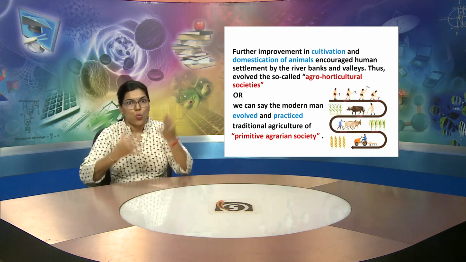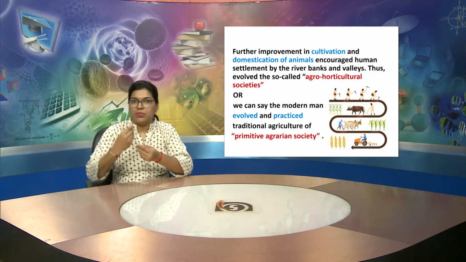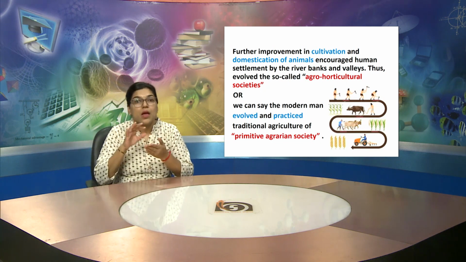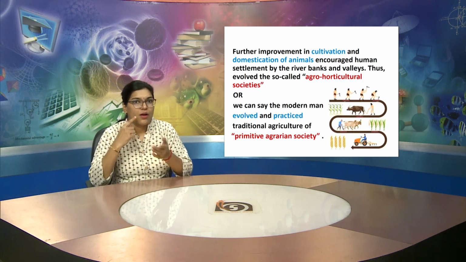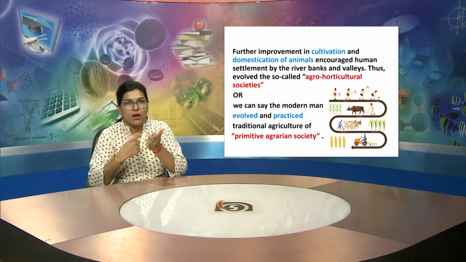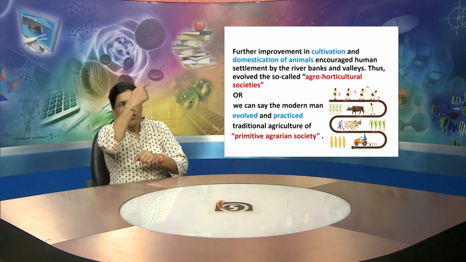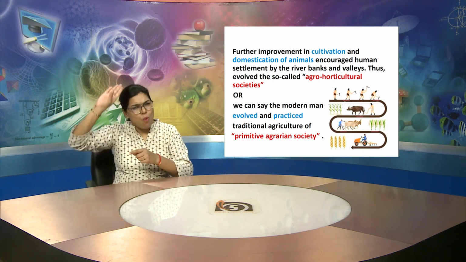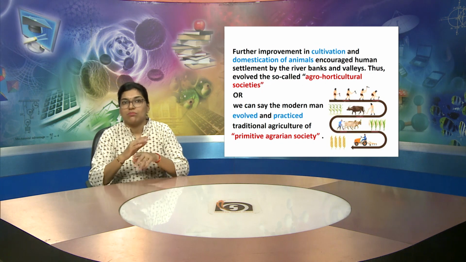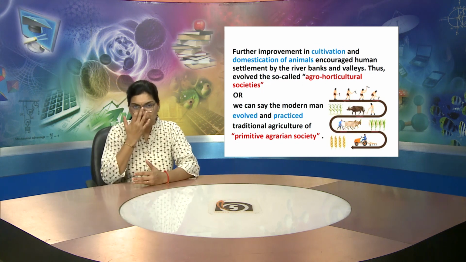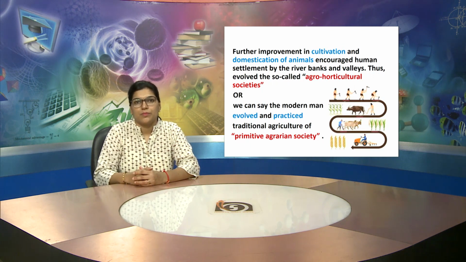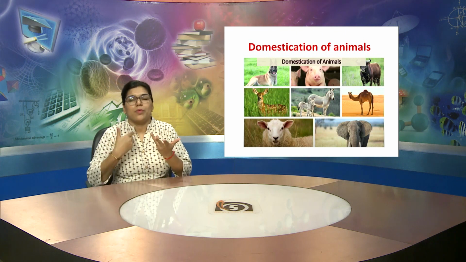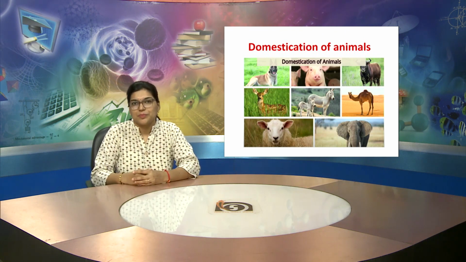In other words, we can say that the modern man evolved and practiced the traditional agriculture of the primitive agrarian society. You can see these two words in red color. The first word in red means that they started beautifying their agriculture work. And the second word means that it was the simple agricultural work they were doing. Now we have understood about agriculture. Now in this slide on screen, we will understand the domestication of animals.